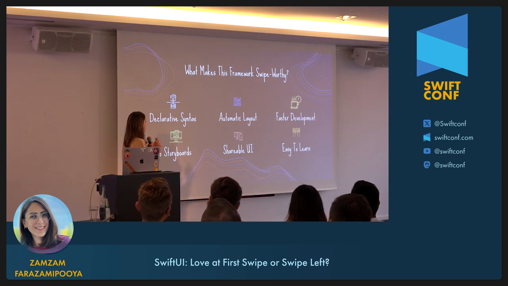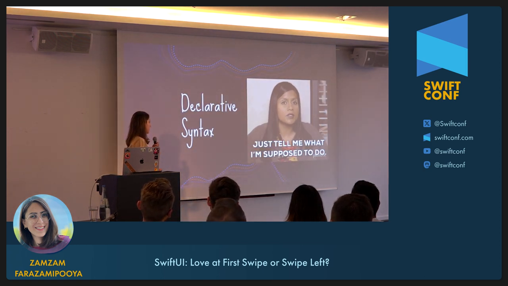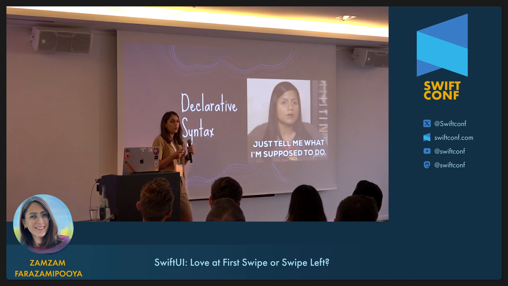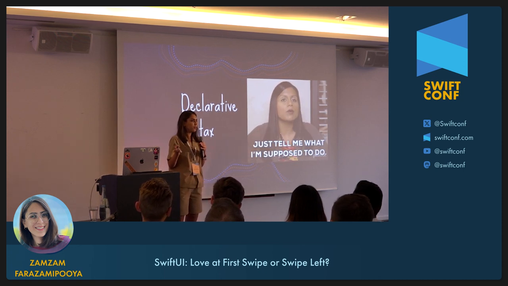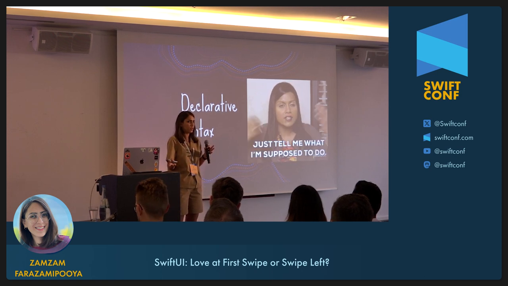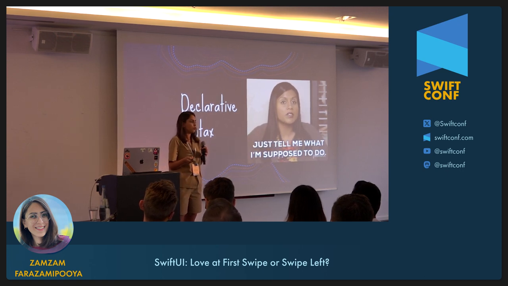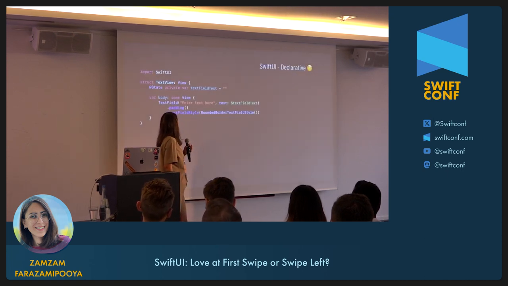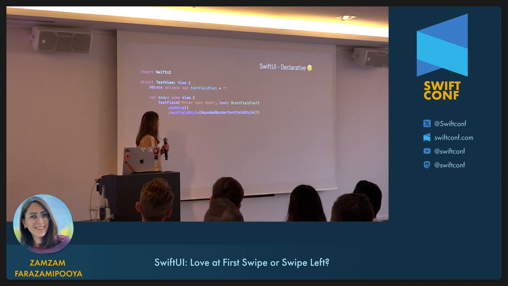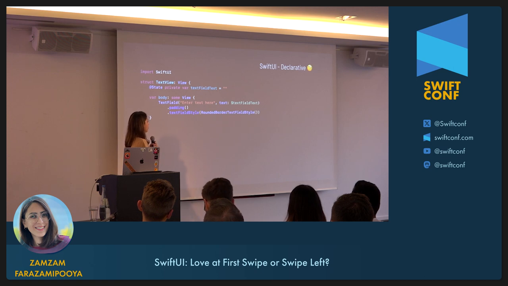Okay, let's talk about this. Declarative syntax. For those of you who work with it, you know that it's very different from UIKit. You tell it what you want it to do, and it basically does it for you. You don't have to be very explicit about what you want your view to have. Here, I wanted to have a text view that has a text field. So I basically say TextField, that's it, and I want the text to go into the text field. So this is in SwiftUI.